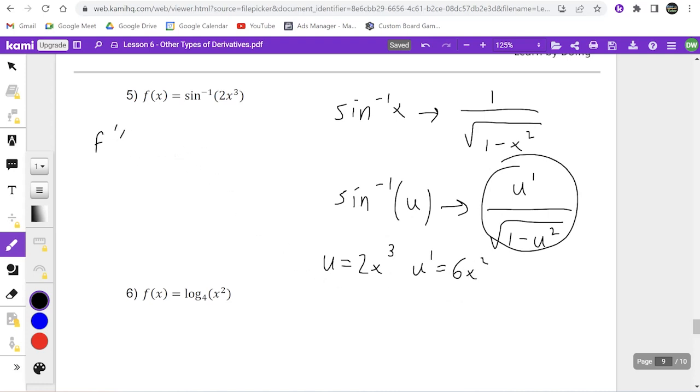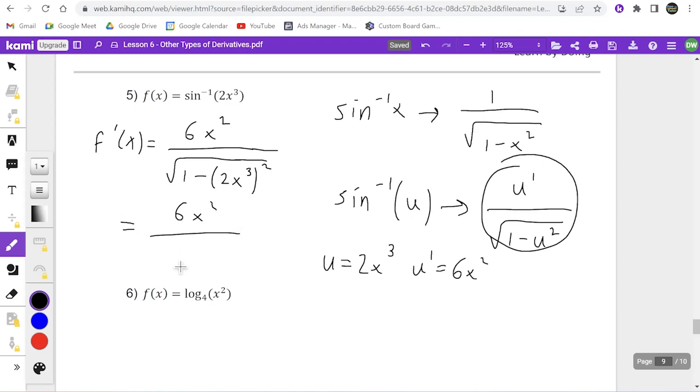And it's going to be f prime of x equals u prime, which is 6x squared, divided by the square root of 1 minus the quantity 2x cubed, and that whole thing is squared. You can leave it like this if you want, but I'll reduce it just because I'm curious and because I can. So it's going to be 1 minus, if I square 2x cubed, remember I have to square both the 2 and the x cubed, so it's going to be 4x to the 6th power. And that's our final answer. This really can't be reduced anymore.